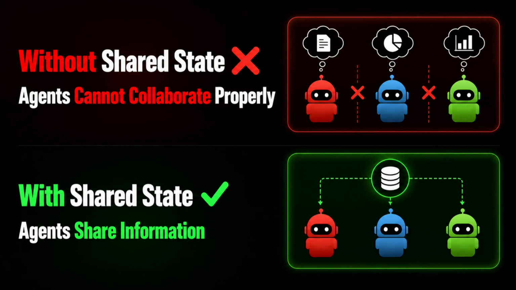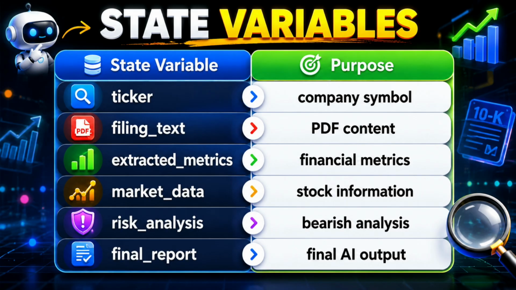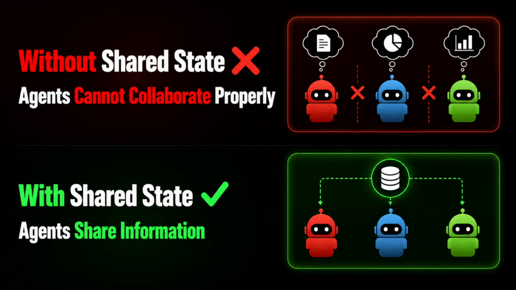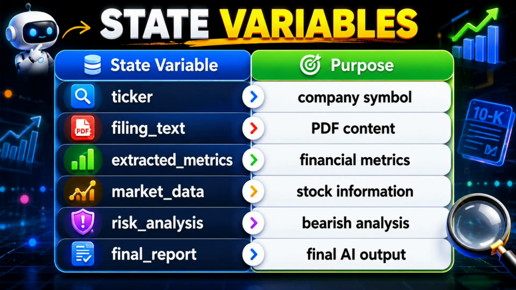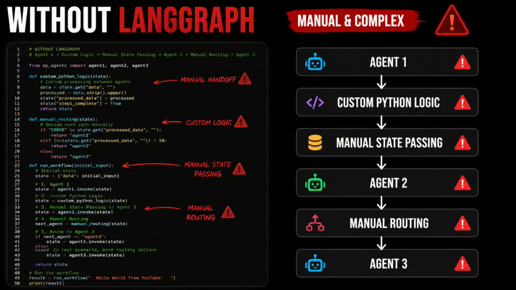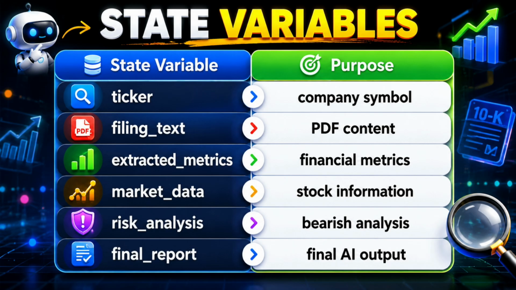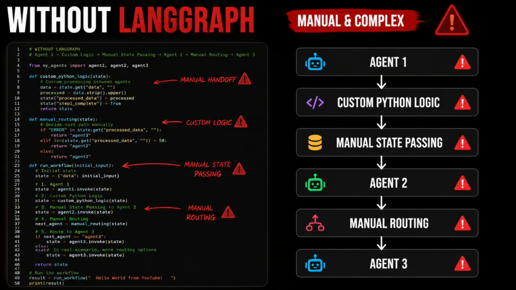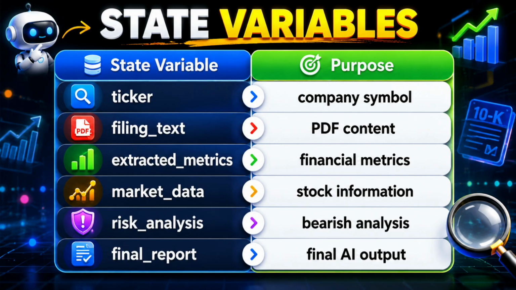This is one of the most important parts of LangGraph, the shared graph state. Think of it like shared memory between all AI agents. Without shared state, every AI agent behaves independently. But in a multi-agent system, agents need shared information. That's exactly what LangGraph helps manage.